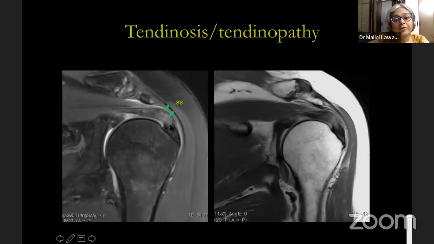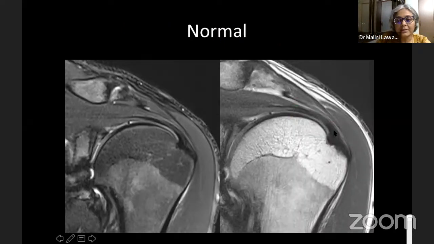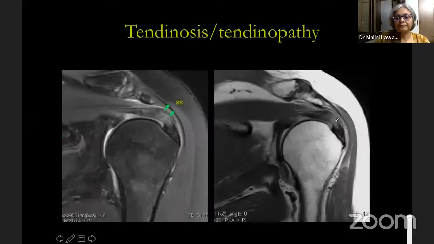Now, what do we see in tendinosis? When the tendon degenerates, unlike normal tendon where the fibers are tightly packed and there's no place for the hydrogen protons to move around, because the tendon has degenerated now, there is tendinosis, the fibers become more spaced, there is space between them and the hydrogen protons are able to move around, so they give out brighter signal. So compare this normal tendon to this abnormal tendon. You can see this tendon is enlarged. It is thickened in size at its critical zone. And you can see this full area of tendon shows hyperintense signal.